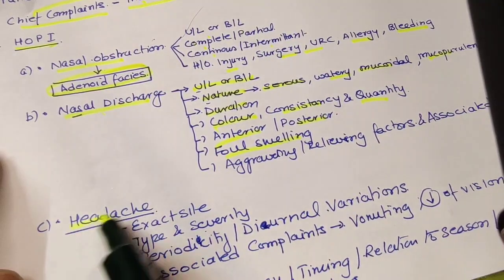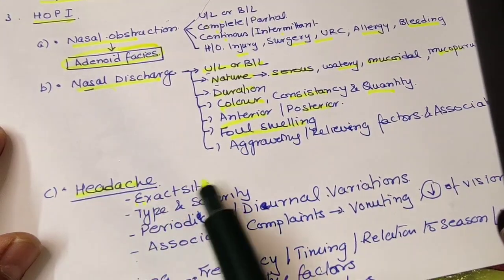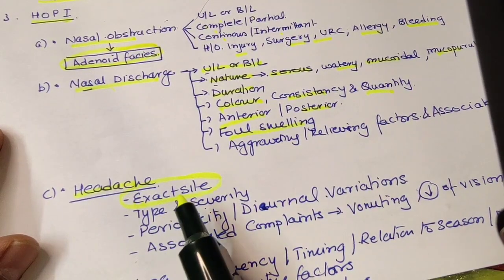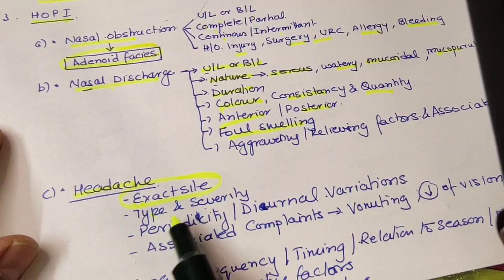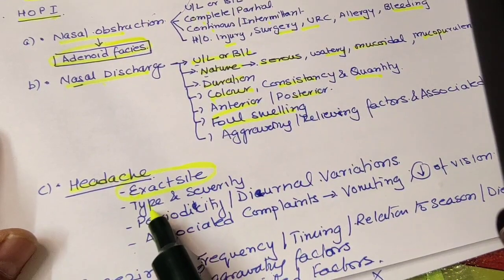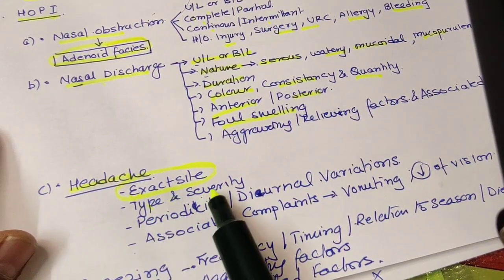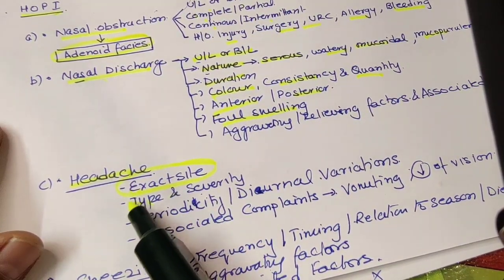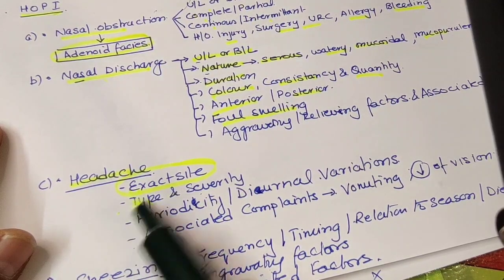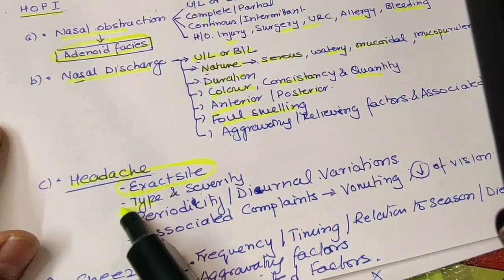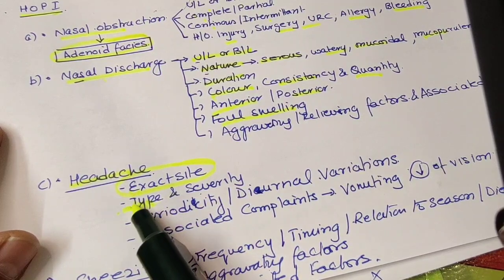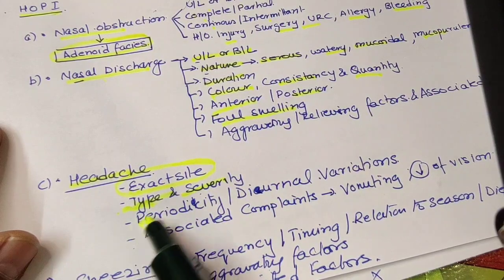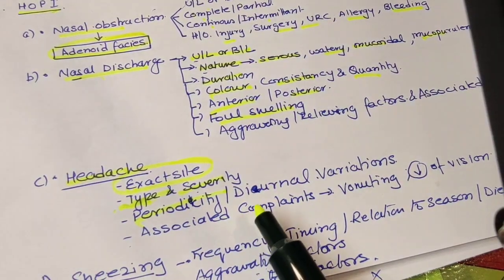Then the history of headache, as I told you, you must identify the exact site, must be asked specifically where exactly is the pain, because that will indicate what we are dealing with, whether it is frontal sinusitis or maxillary sinusitis or ethmoidal sinusitis. So we need to know the exact site. Based on that, we can clarify what kind of problem we are dealing with, and accordingly we can do the examination.